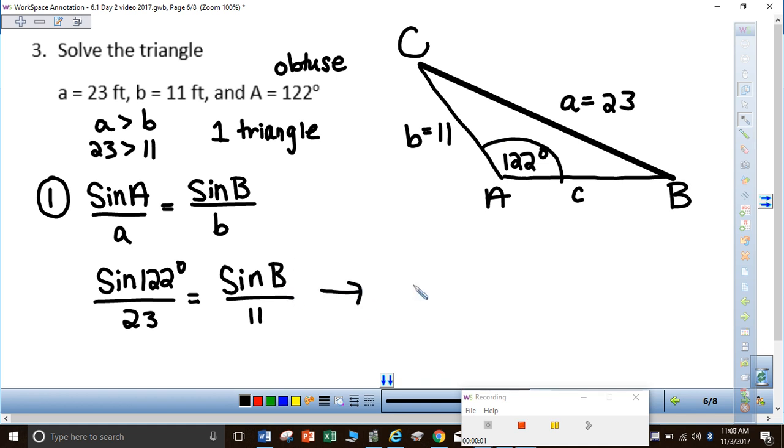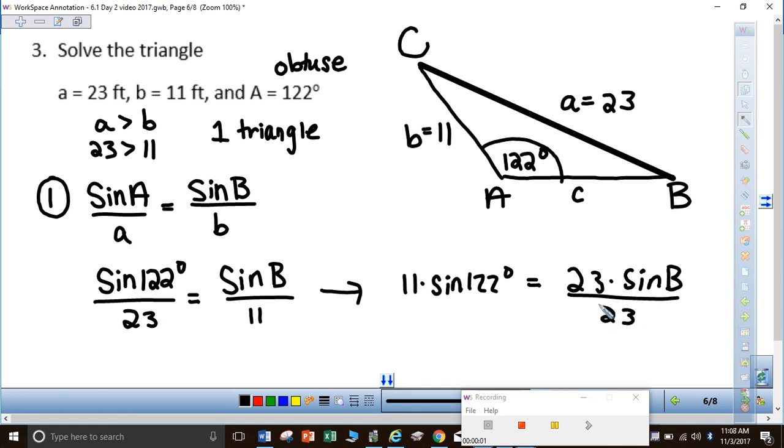All right, so let's go ahead and cross multiply. So we get 11 sine 122 is equal to 23 times sine B. And then we'll go ahead and divide both sides by 23.